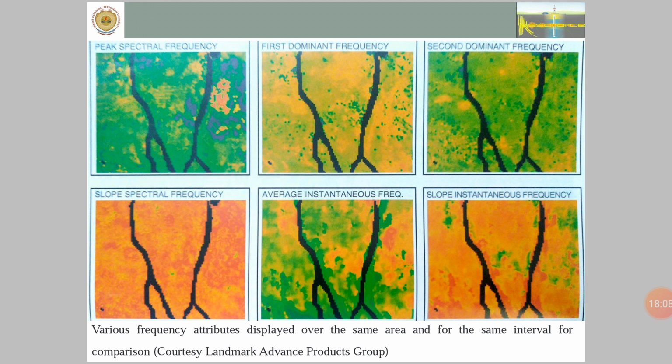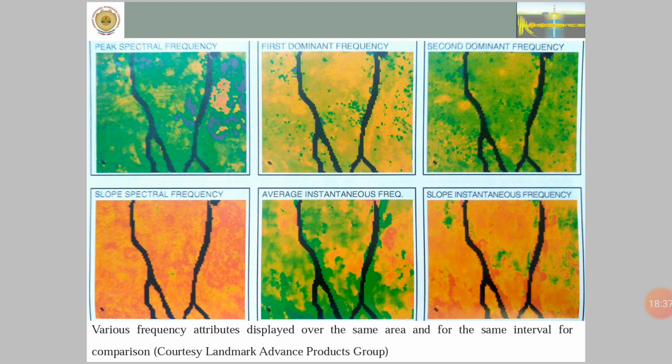We can see that various types of spectra have been used. The first one is a spectral frequency. The second one is the first dominant frequency. On the third map, we can see the second dominant frequency. On the fourth map, we can see the slope spectral frequency. We can also use the attributes of average instantaneous frequency and slope instantaneous frequency.